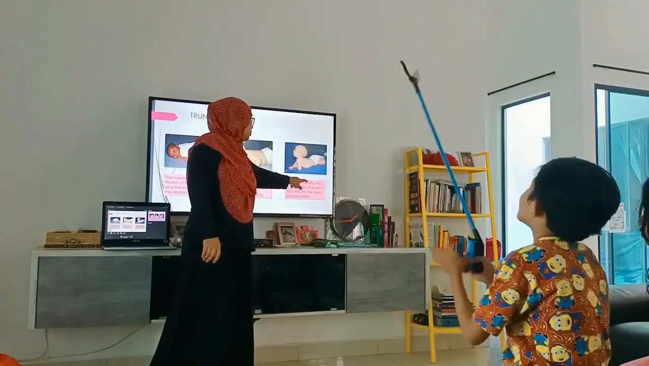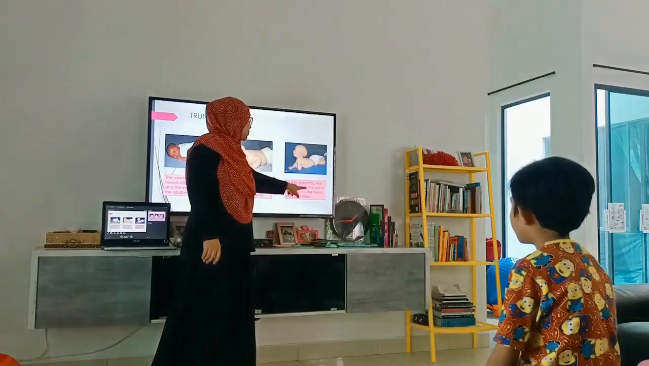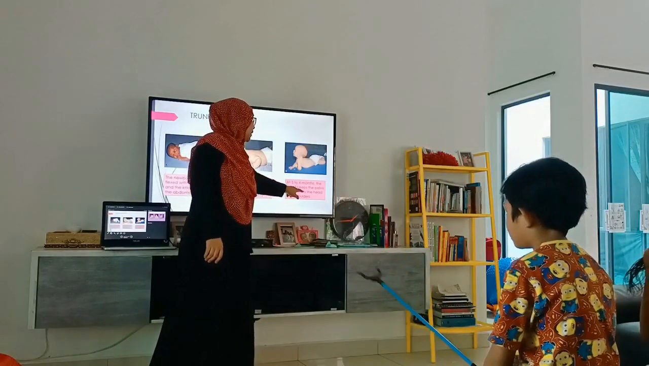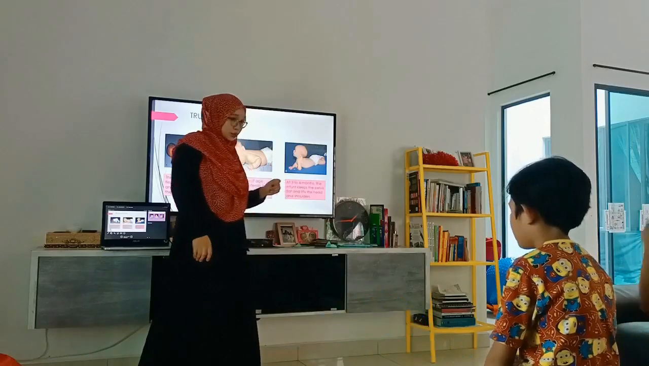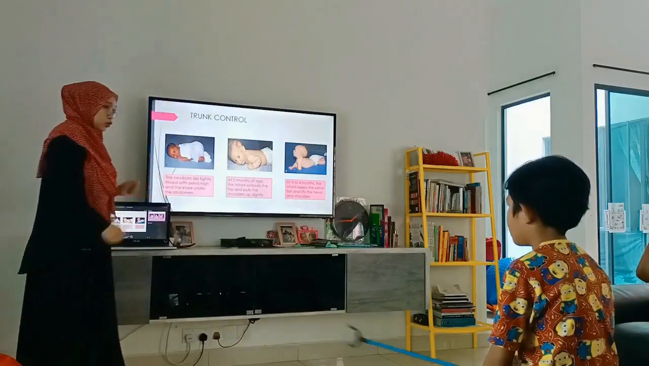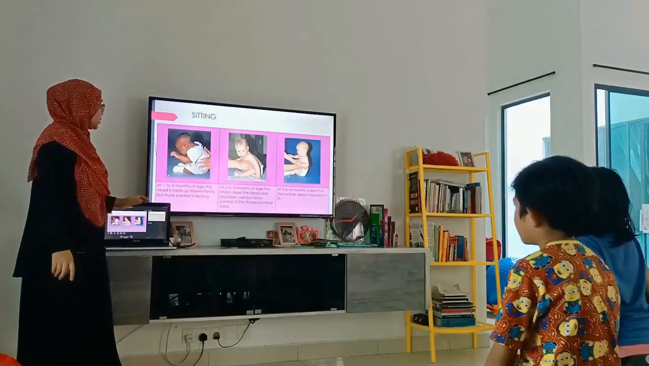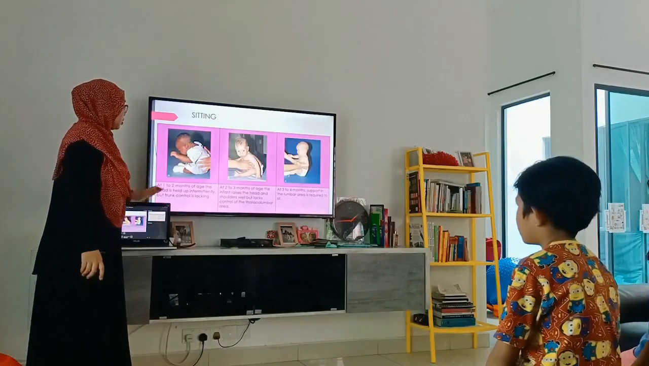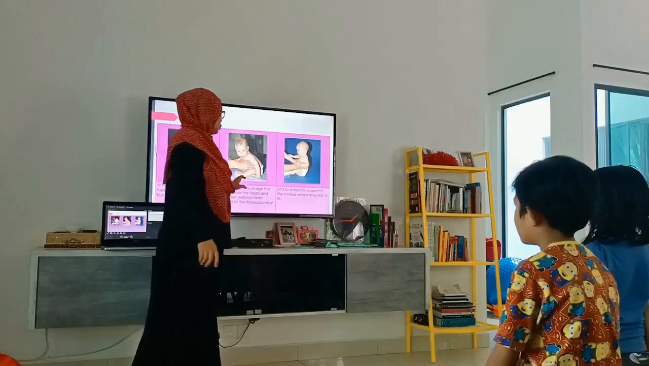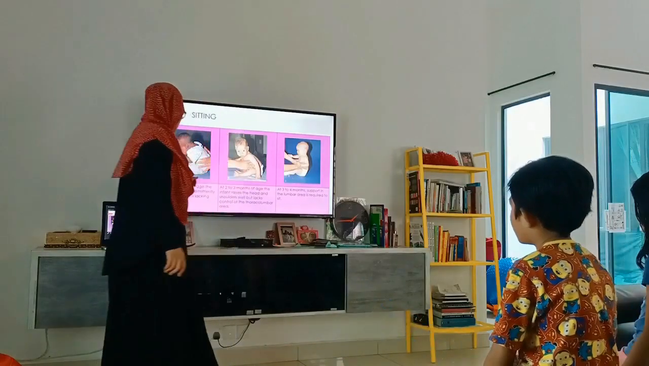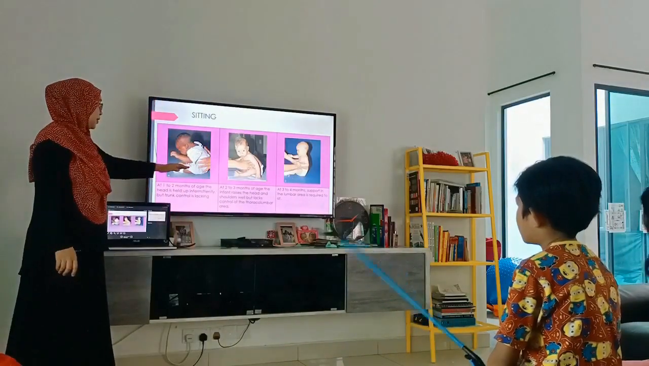At 3 to 4 months, the infant keeps the pelvis flat and lifts the hips and shoulder. That means they can control the trunk quite well. This is the sitting position for newborn, 2 months and 3 months old baby. You can see the difference.